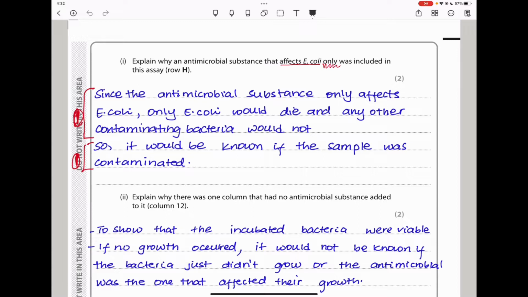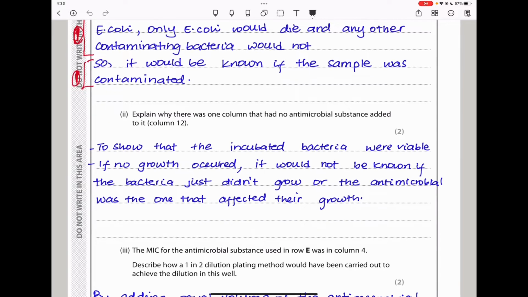Again, one more time, the antimicrobial agent only affecting E. coli means all the E. coli will die, and therefore any growth that will be visible on the Petri dish or anywhere you're trying to culture, that would be due to the contamination that would have been caused by any other foreign microorganisms.